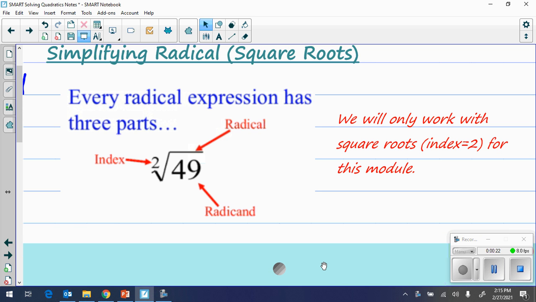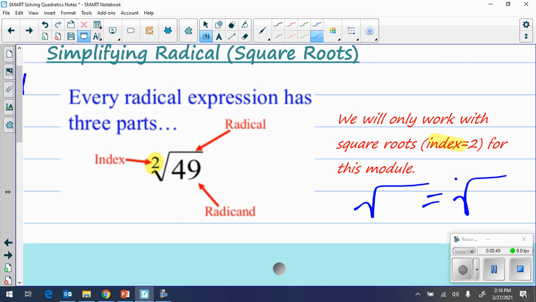First of all, I want to go through some vocabulary. You don't need to write this unless you don't remember these words. The radical sign is this part, and then the index, the number, is this part here. We are only going to do an index of 2. So when we do our square roots, we won't even put the index there. It's one of those invisible maths. When there is nothing written, it's understood to be a 2.